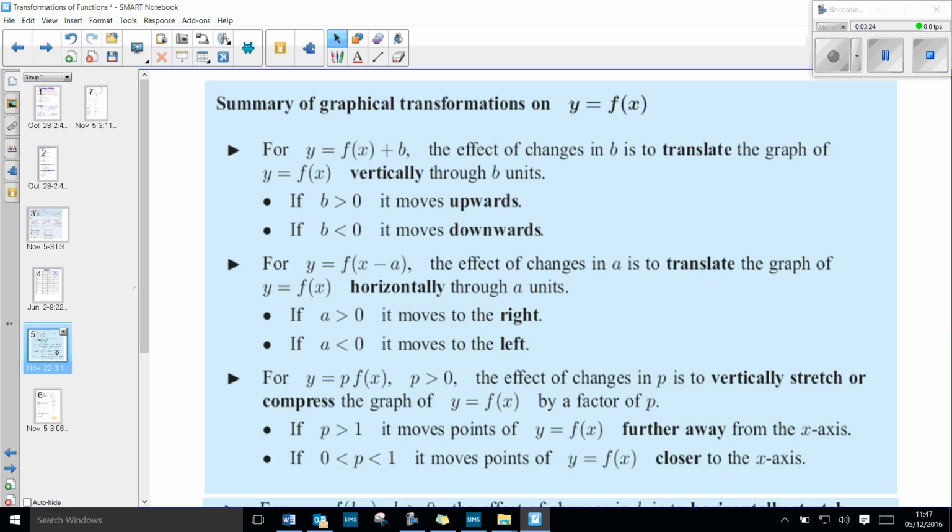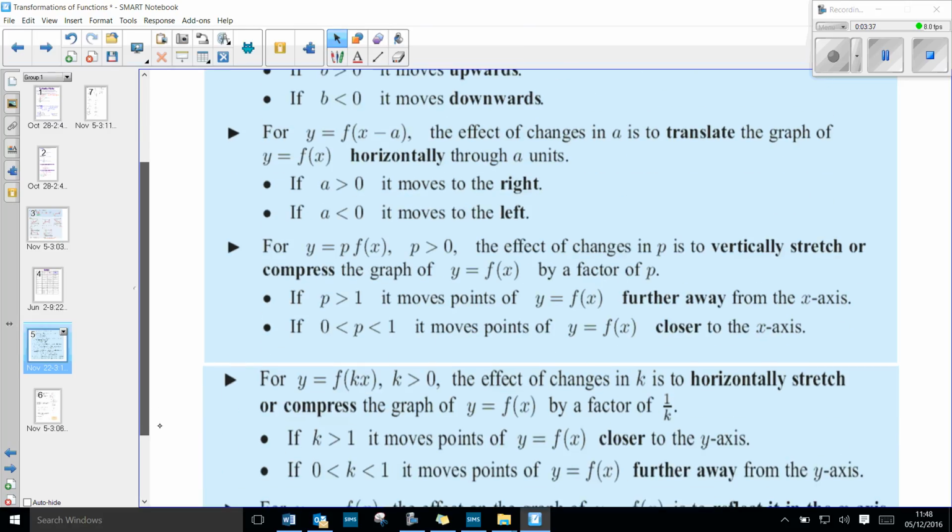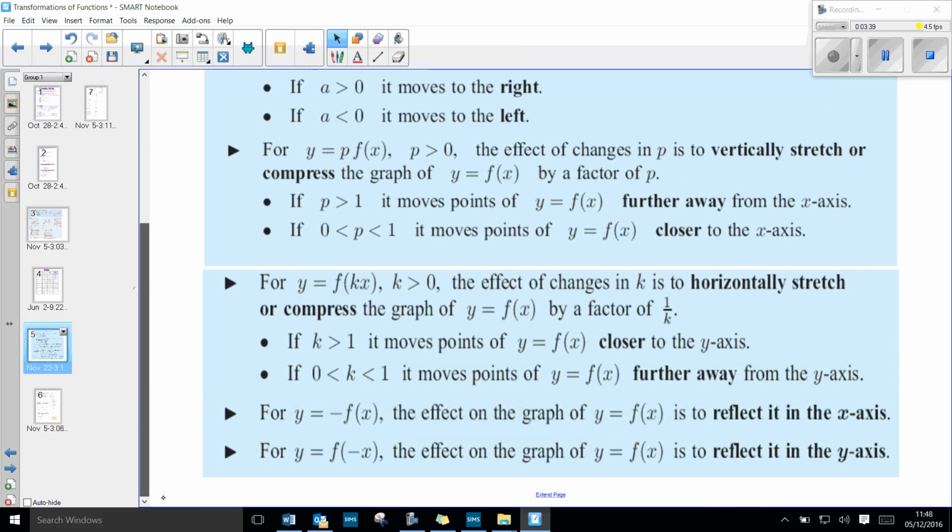Another summary sheet. I like these because I just snipped them out of the textbooks, but they're different textbooks because some of them are just telling you slightly different things. Just have a little look and read through that. But everything is what we've covered. These are just summarizing things.